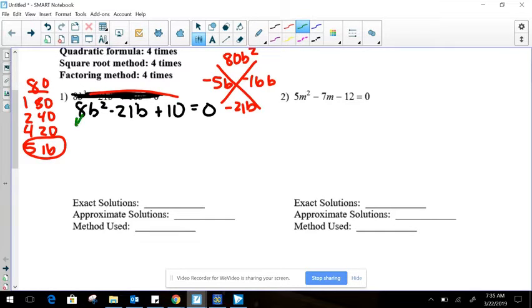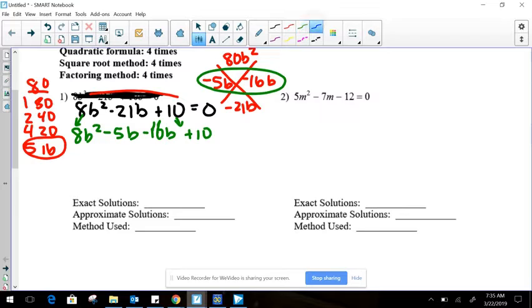All right, so I keep my first, I keep my last. So 8b squared stays and 10 stays. Now I'm going to write my two new factors in between. So minus 5b minus 16b plus 10. I meant 16, sorry. There we go. That's a 16. Okay, so now I'm going to go straight to the underlining and squiggling. So underline and squiggle. If you want, you can divide your problem in half here.